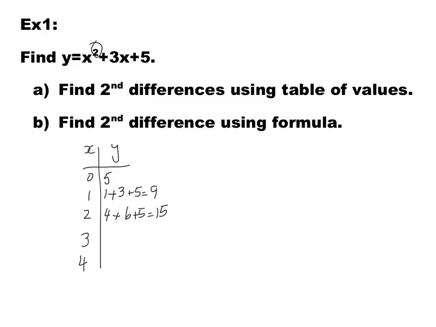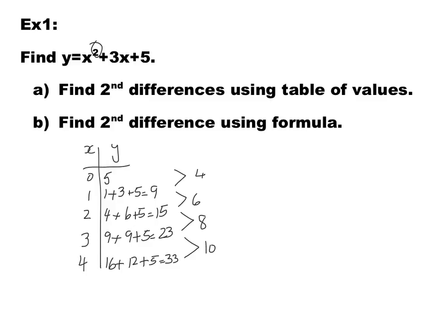When x is 3, 3 exponent 2 is 9, plus 3 times 3 is 9, plus 5 is 23. When x is 4, 4 exponent 2 is 16, plus 4 times 3 is 12, plus 5 is going to give you 33. Now the first differences is 9 minus 5 is 4, 15 minus 9 is 6, 23 minus 15 is 8, 33 minus 23 is 10.